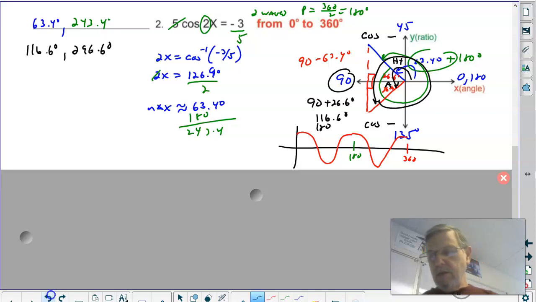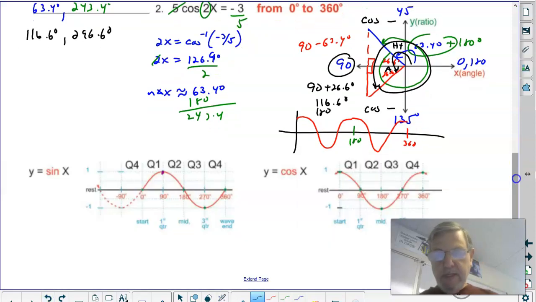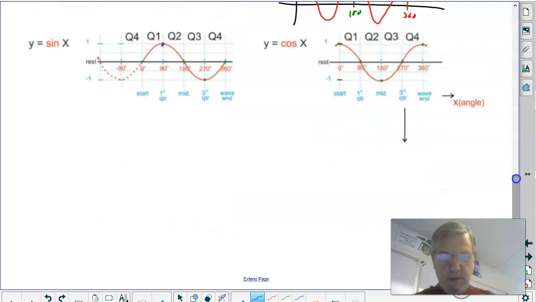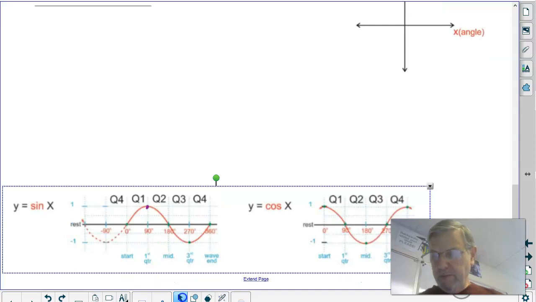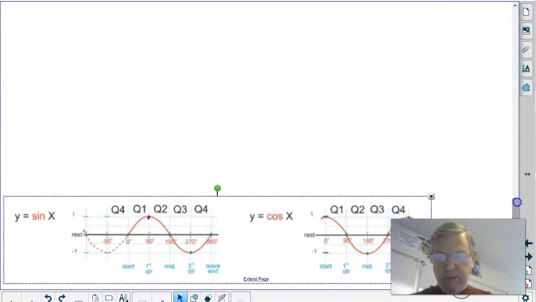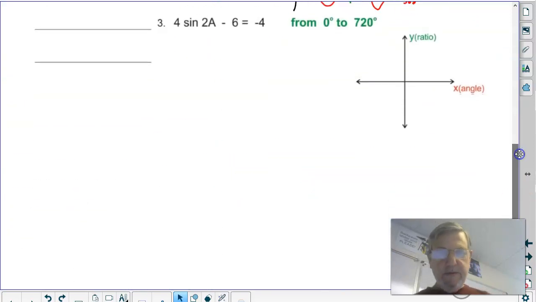Tricky, yes. I hope you're understanding. I hope you're taking some time to understand. All right, let me do the third one. I don't know that I need that radial view, but I'm not going to get rid of it, just in case I feel like I need it. All right, let's do number 3.